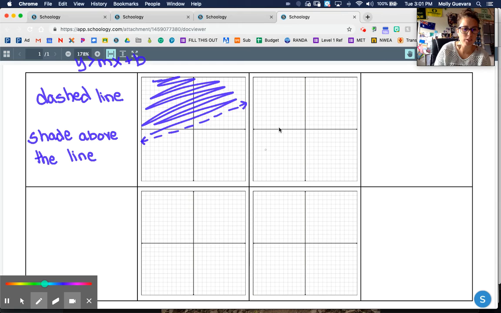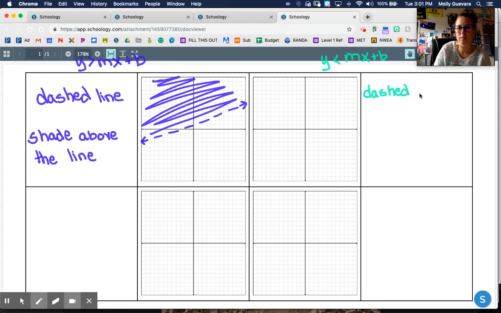If I'm doing the next one, which was y is less than mx plus b, again, I cannot be equal to this. So again, it's going to be a dashed line. I'm just going to draw a random line. Again, it's going to be dashed. And now I want all y values that are less than the line. So now we're going to shade below the line.